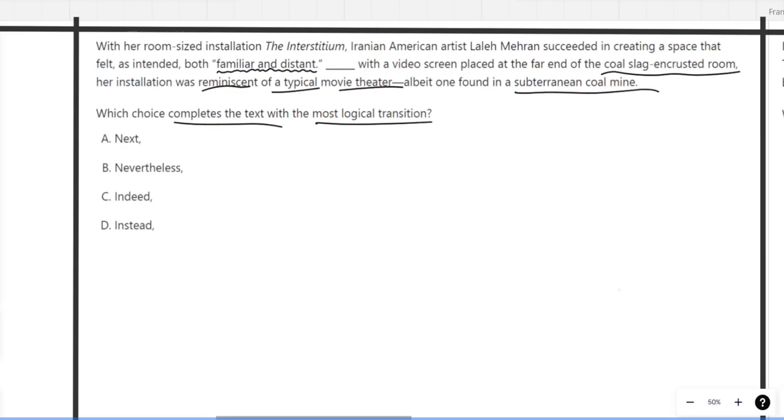So I'd say, based on that description, it's typical, but also there's a weird catch to it. It probably does become familiar and distant. It probably does match that kind of vibe. So here I would probably have to go with indeed, to reaffirm or to emphasize that yes, it is familiar and distant.